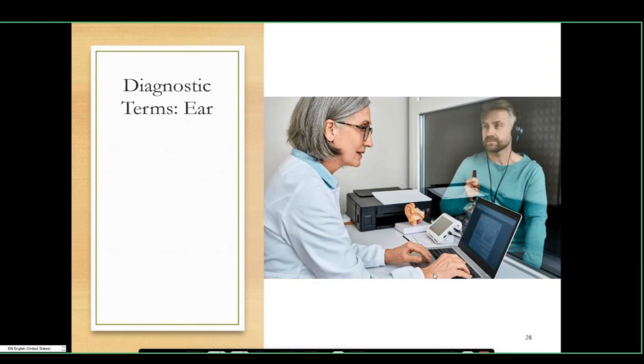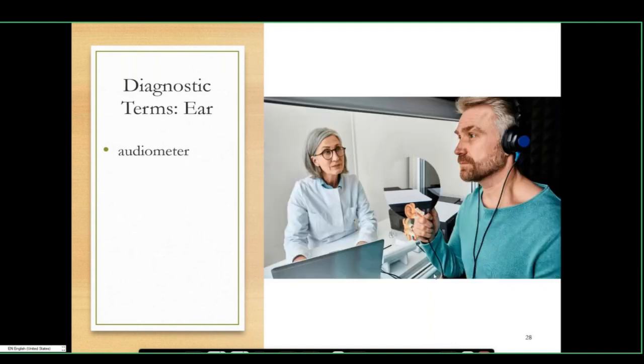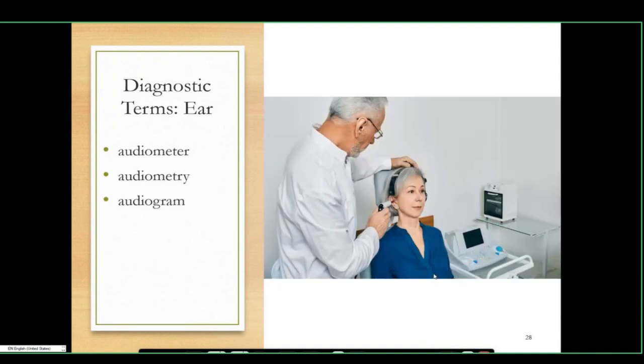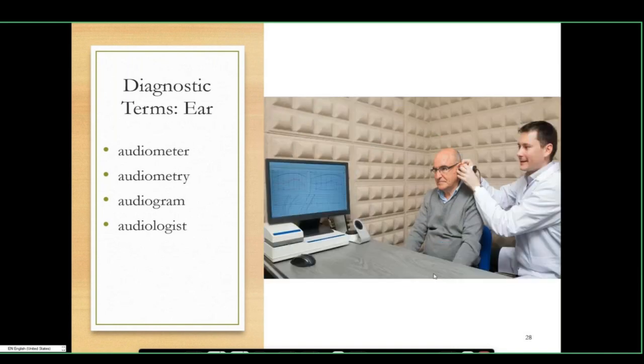Let's continue reviewing diagnostic terms for the ear. An audiometer is an electronic device for measuring hearing, and the process of measuring hearing is audiometry. An audiogram is the record produced. Audiologists are specialists in hearing. They detect and evaluate hearing loss and determine what is best for the patient's hearing.